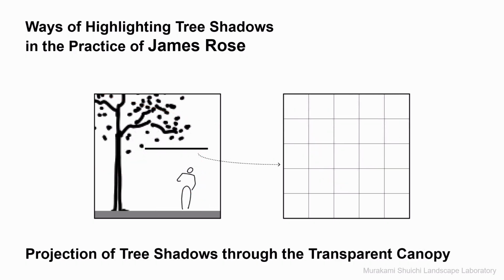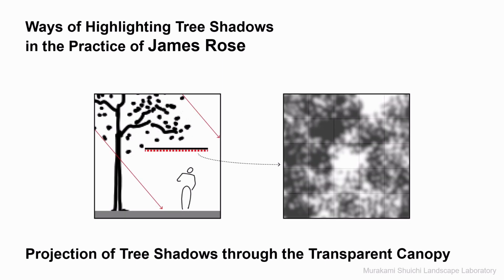Furthermore, some photographs show works in which translucent panels and lattice frames are used for ceilings. On ceilings positioned beneath a tree canopy, the silhouettes of branches and leaves appear vividly from below.